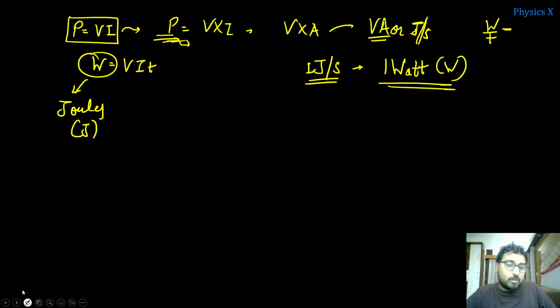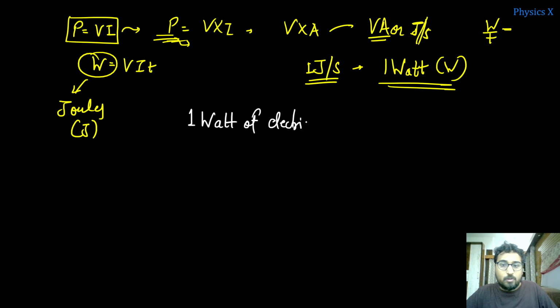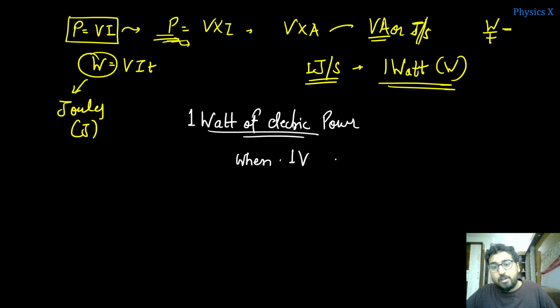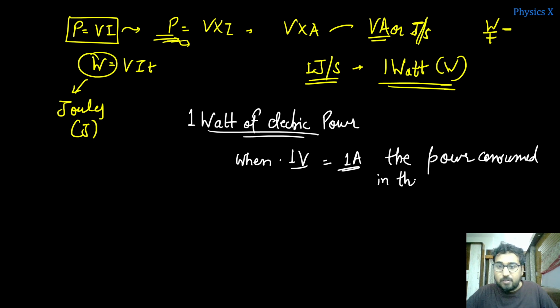In your exam, sometimes they ask you to define 1 watt of electric power. So 1 watt of electric power is when a potential difference of 1 volt produces a current of 1 ampere in a circuit, then the power consumed in the resistor is 1 watt. He is asking such kind of definition.